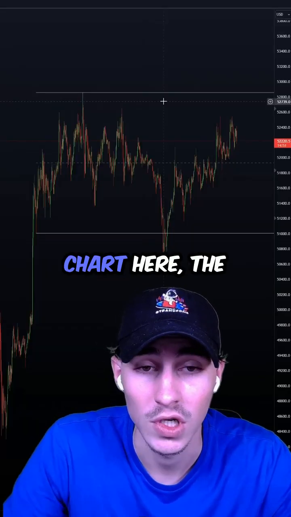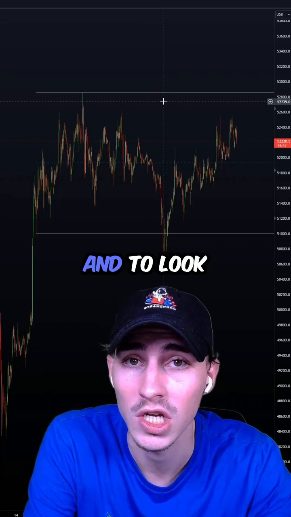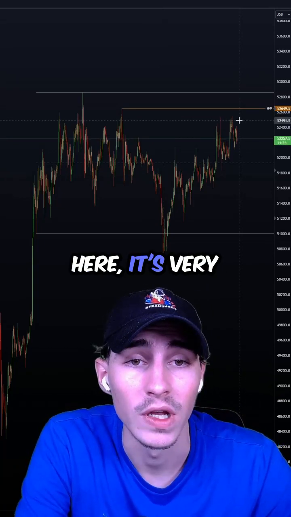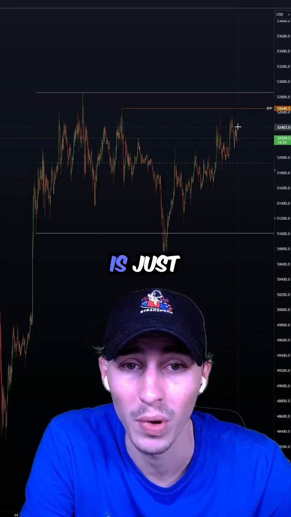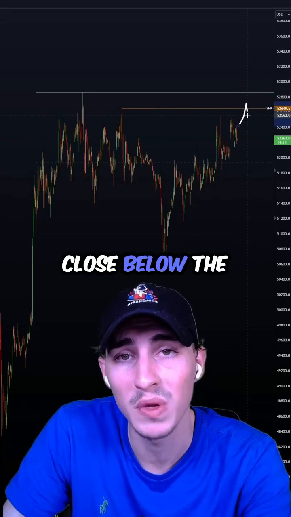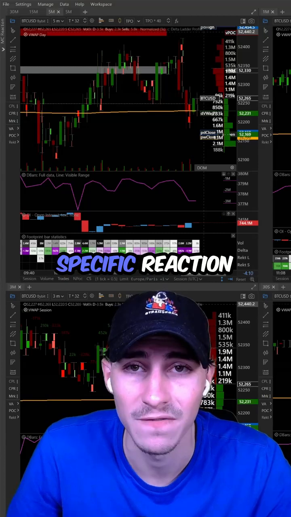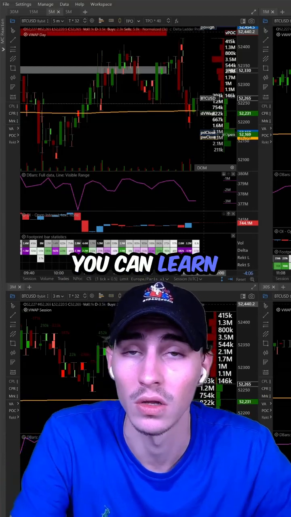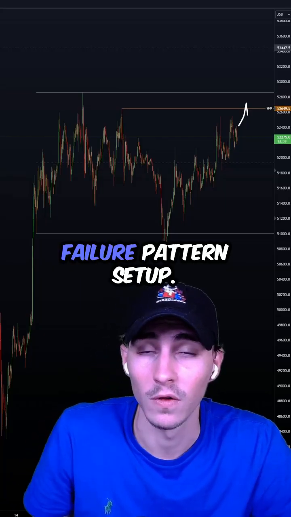So to come back to the chart here, the only thing we need to do is to look for a short around the top of the range and to look for a long around the bottom of the range. So what we can look for here is very simple. First of all, we have this swing failure pattern right here. A swing failure pattern is just when you take the previous high, come back down directly and close below the previous high. Once we have done this, we want to get some specific reaction on the order flow, for example an MC short reaction that you can learn on our website. And once you have done this, you have the swing failure pattern set up.